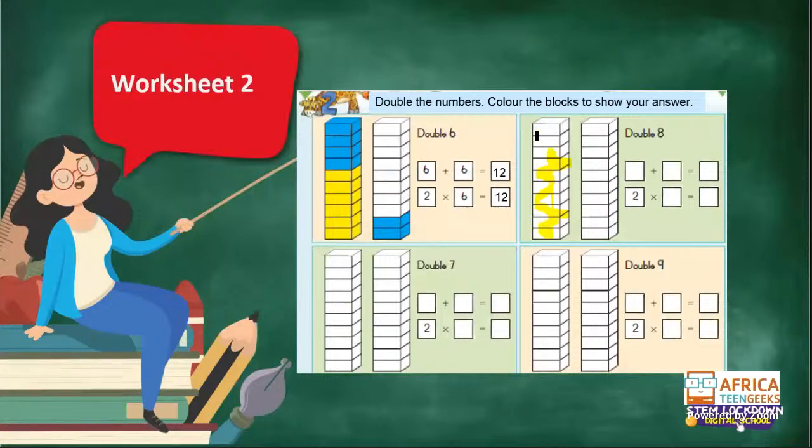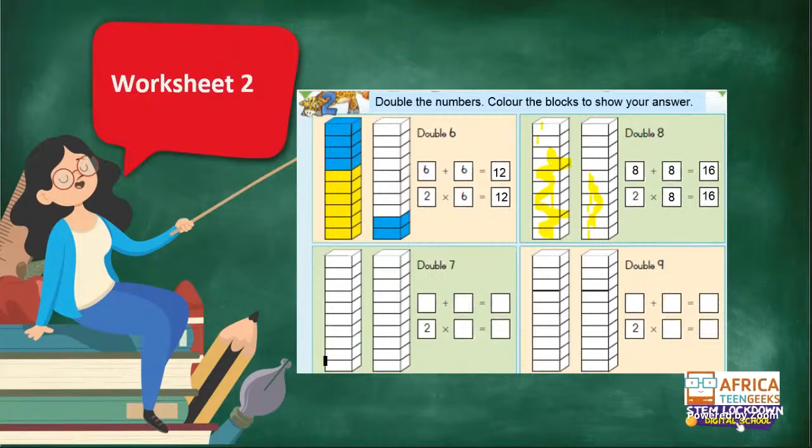Now we have to get another 8. 1, 2, 3, 4, 5, 6, 7, 8. Now I color this, and then you know it is 8 plus another 8 equals 16. And 2 times 8 equals 16 as well.